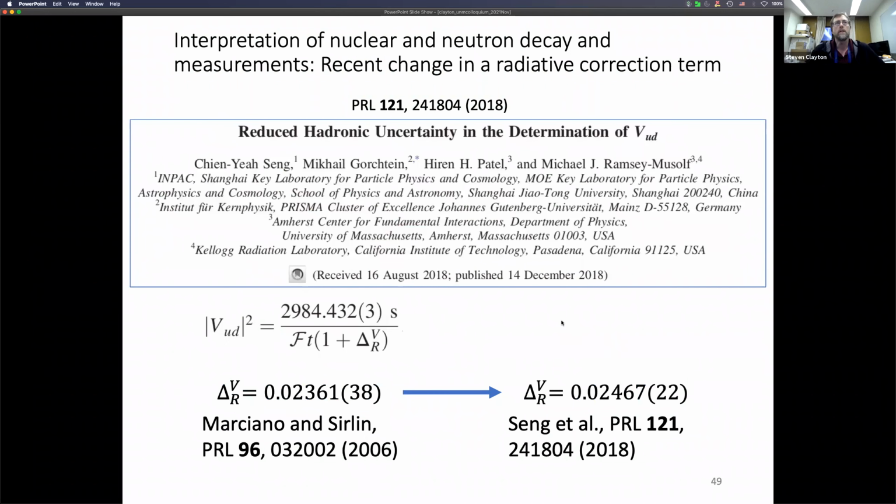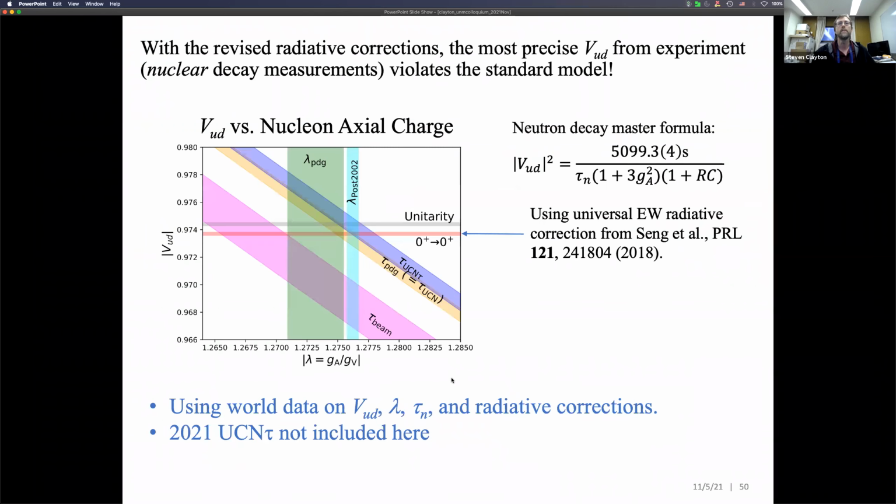Okay, a few years ago, there was a reevaluation of that radiative correction term, and it actually shifted it very significantly from what it had been prior. So basically, they did some kind of dispersion relation calculation to relate it to other types of measurements in particle physics, and they come up with a new value, which is a lot different. If you look in detail, it's more than the reported error of the previous radiative corrections.